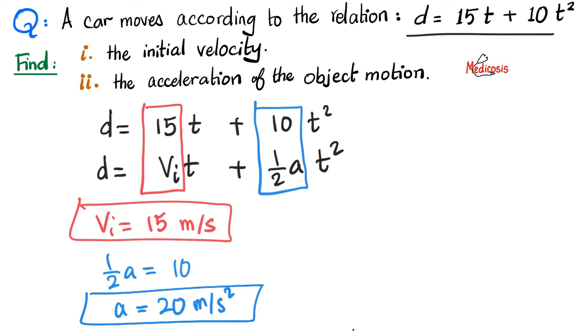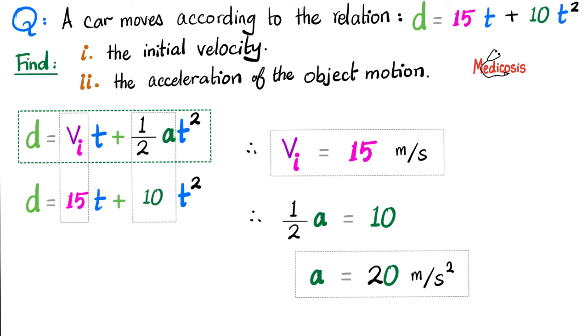If you're super sophisticated, you can say positive 20 meters per second squared to tell your teacher or professor that you understand that acceleration is a vector with a direction. And here is the same answer in colors. You put the two equations under one another and then you go to town.